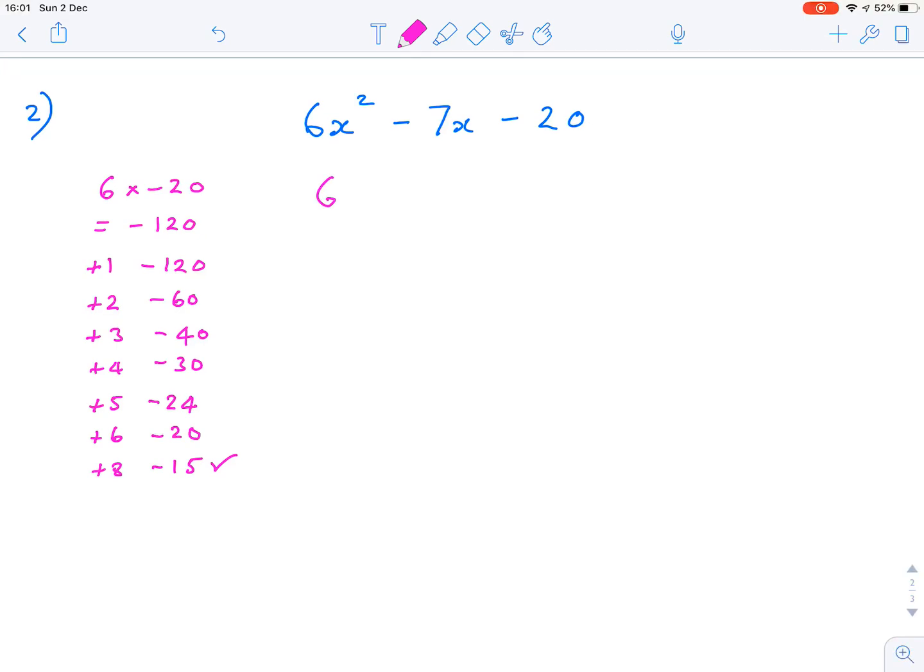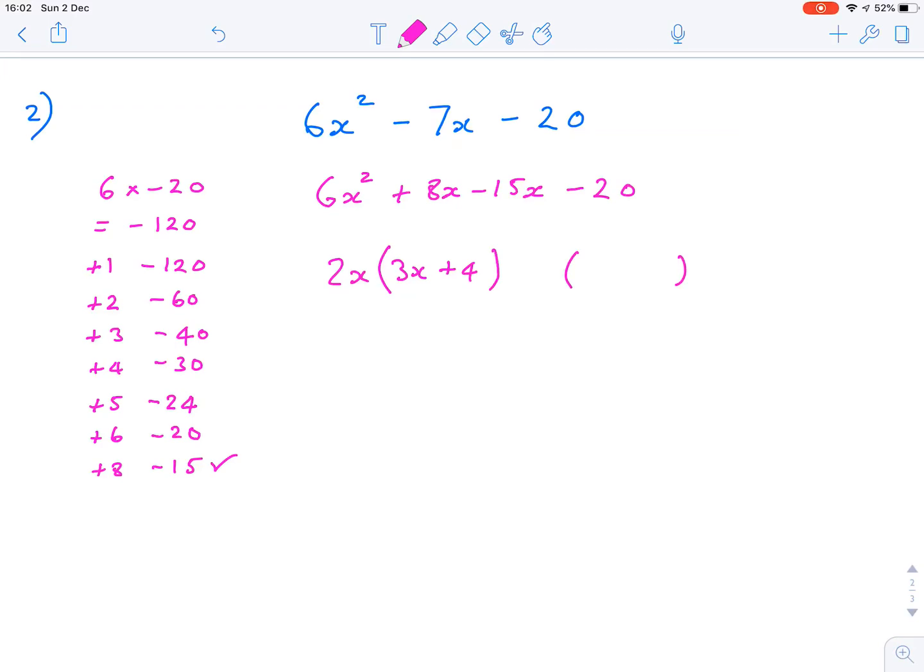So we rewrite this expression, splitting the minus 7x into two parts, plus 8x minus 15x, and you'll see that those two do equal minus 7x if you collect them together. Factorise the front end. I can get 2 as a factor and I can get x as a factor. Rebuild the expression at the front end. I need to multiply 2x by 3x, and I need to multiply 2x by plus 4 to get plus 8x.